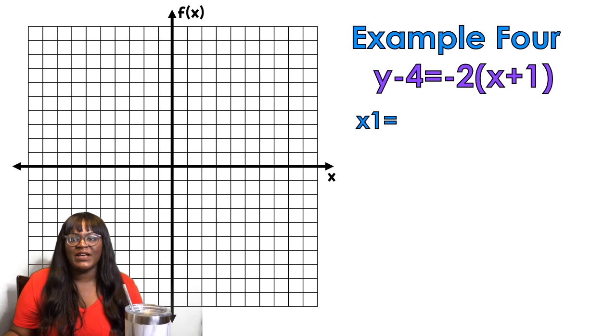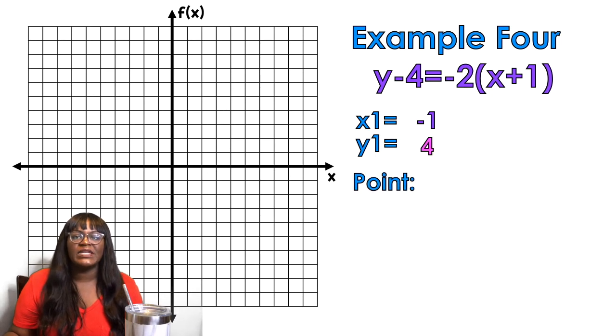Obviously, that's the opposite of positive 1, so it's negative 1. Then we're going to do Y1. That's the opposite of negative 4, which is positive 4. So my point is negative 1, comma 4, because every point has an X, comma, Y.